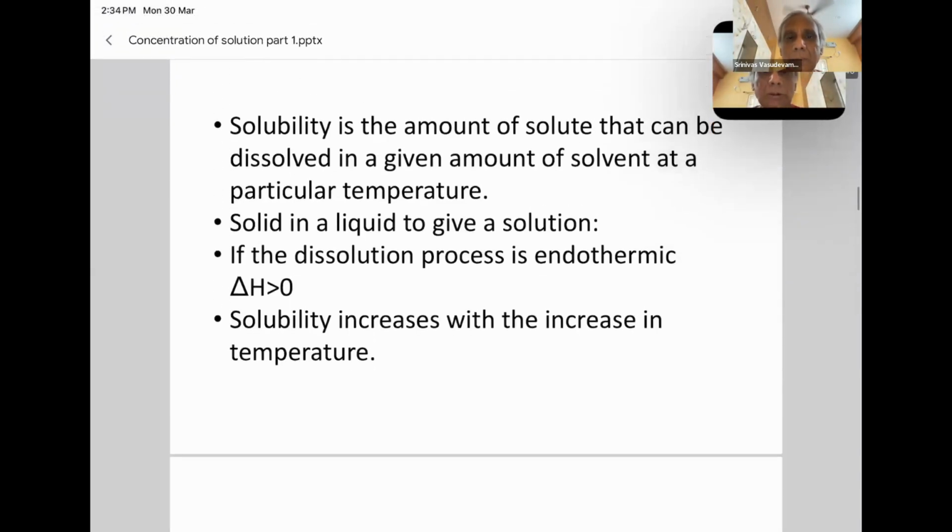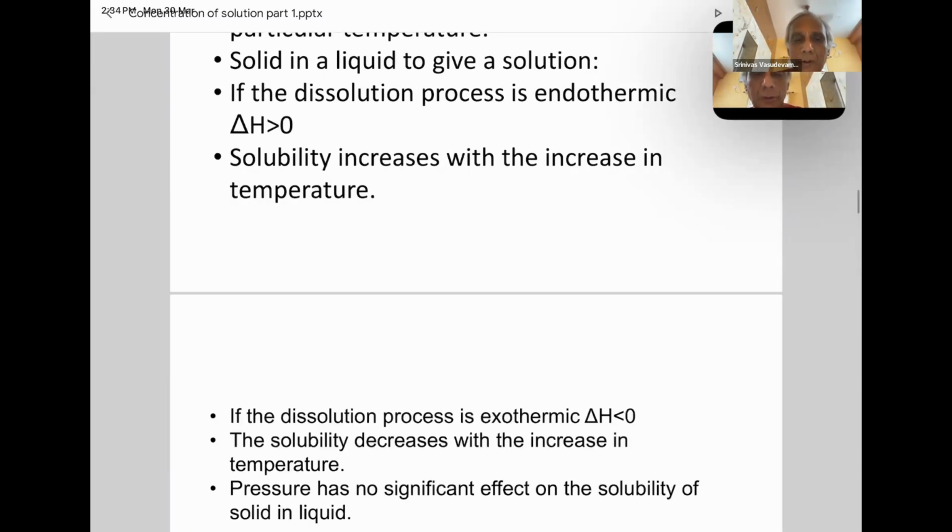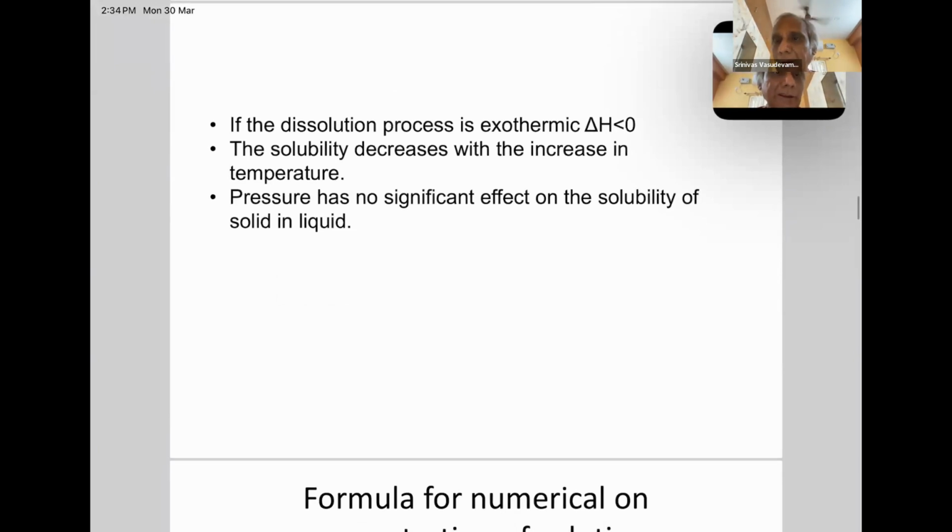Solubility is the amount of solute that can be dissolved in a given amount of solvent at a particular temperature. A solid dissolves in a liquid to give a solution. In most cases, this process is endothermic, delta H is greater than 0, that is, heat is absorbed by the system from the surroundings. Solubility increases when the temperature is increased. In some cases, dissolution of a solid in a liquid is an exothermic process. In such cases, solubility will decrease when the temperature is increased. Pressure has no effect on the solubility of a solid in a liquid.